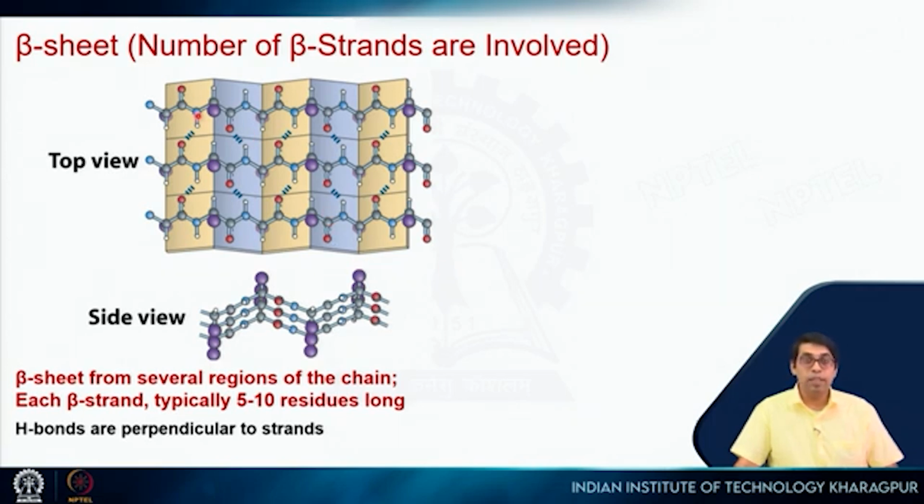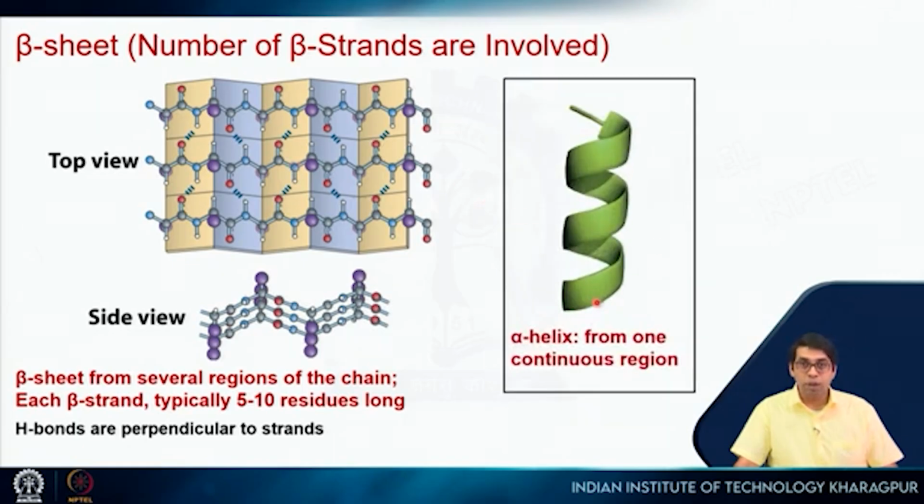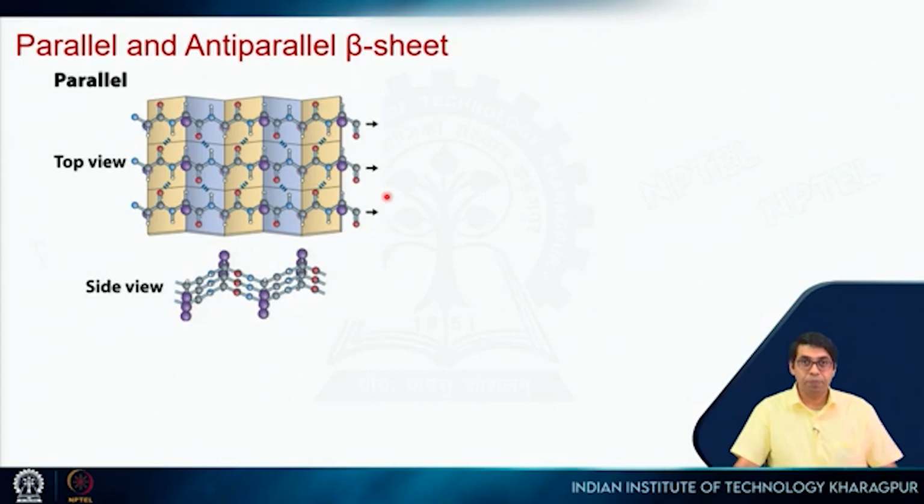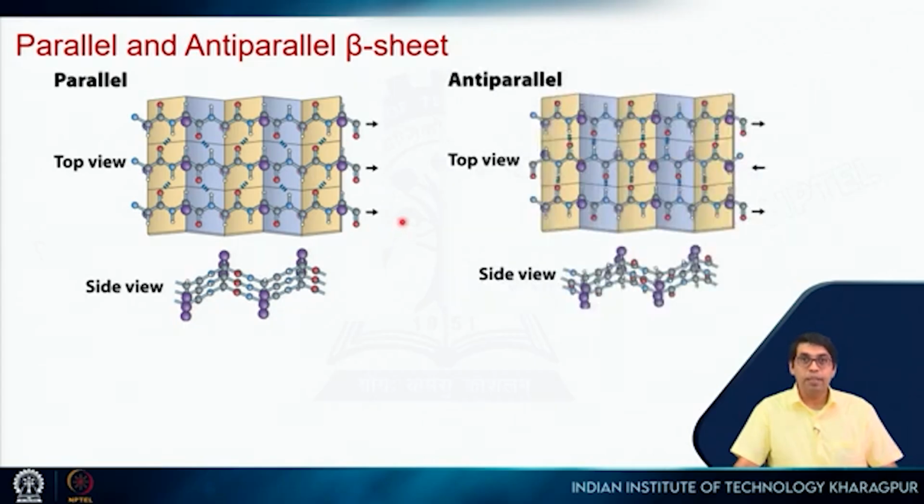In the beta strand, two strands come together to form hydrogen bonds. In this case, hydrogen bonds are not within the same strand, but they are inter-strand hydrogen bonds. So, in a helix all the hydrogen bonds are within the same helix, but in beta strands the hydrogen bonds are between two beta strands. And these two beta strands can be of two orientations.